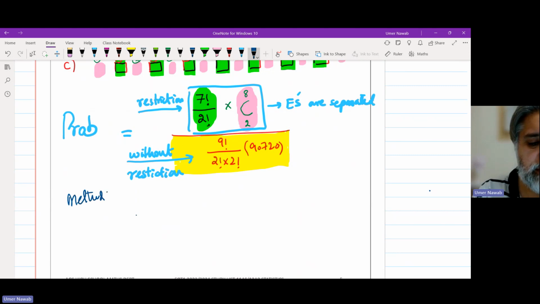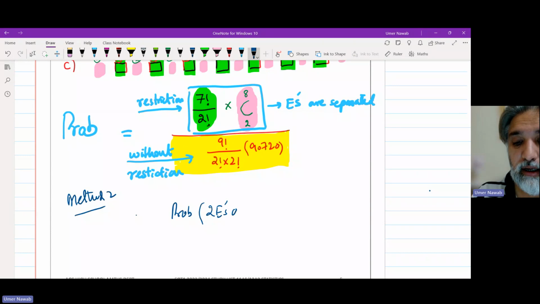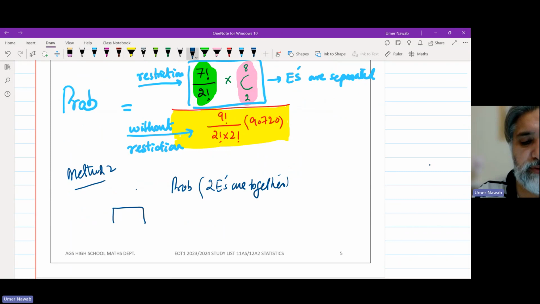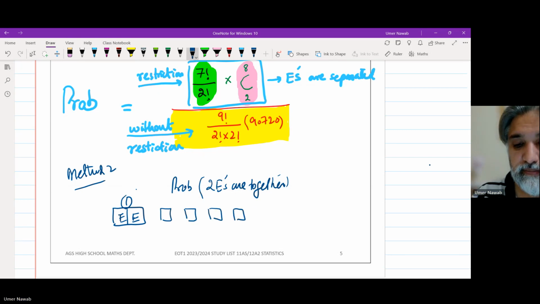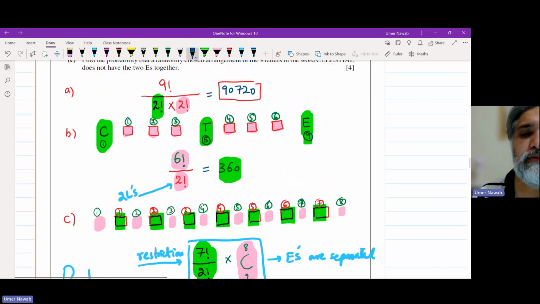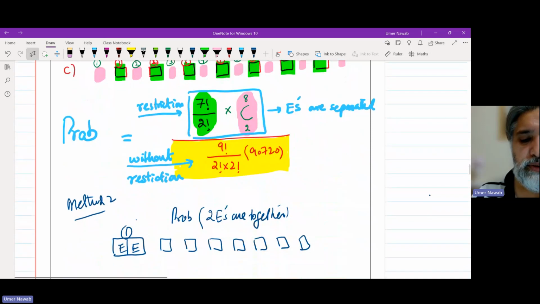If you want to use method number 2, it is to find the probability that 2 E's are together. If 2 E's are together, you remember that we put them like this, E's and E's together, and it will be considered as 1. Now others are how much? I have 7, because in total we have 9. So 2 are gone here. So 2, 3, 4, 5, 6, 7, and 8.